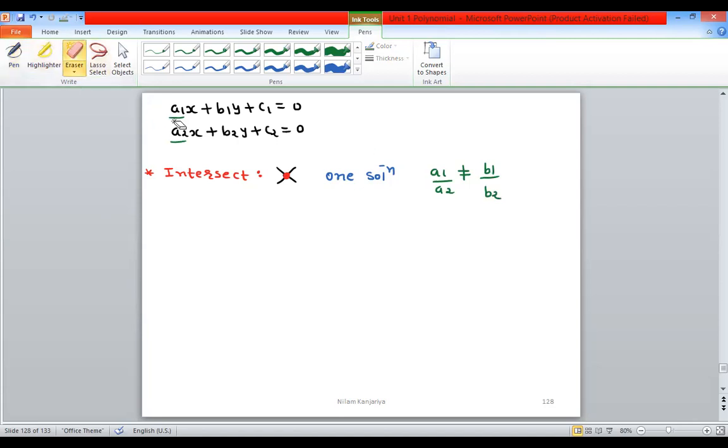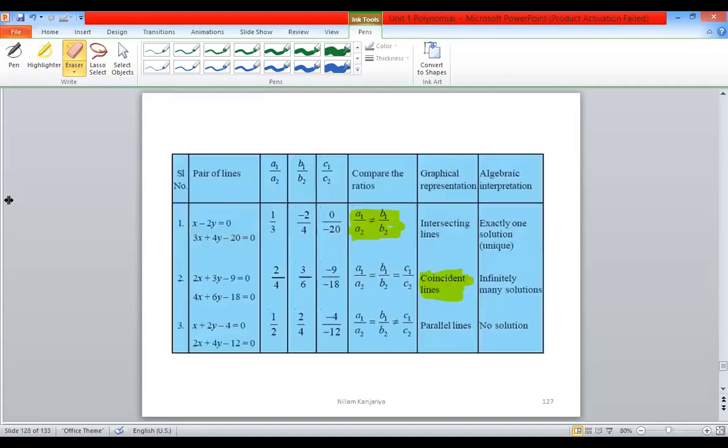Okay, remember always: when A1 upon A2 and B1 upon B2 are not the same, then you can say the lines intersect and it has one solution. Let's move on to the next.